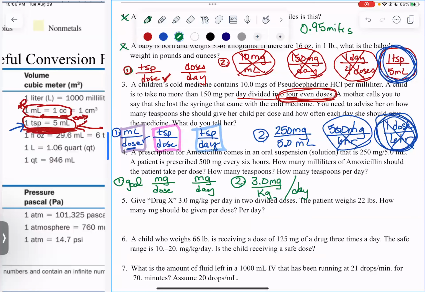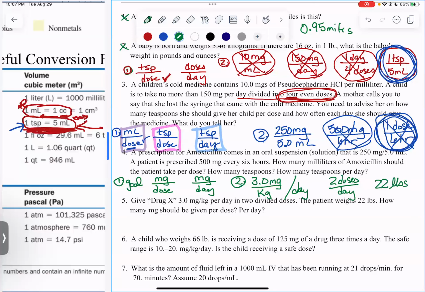You write it that way. You could, if you had room, write it this way. I don't have room. So then in 2 divided doses. So each day the person's going to get 2 doses. So there are 2 doses per day. And the patient weighs 22 pounds.